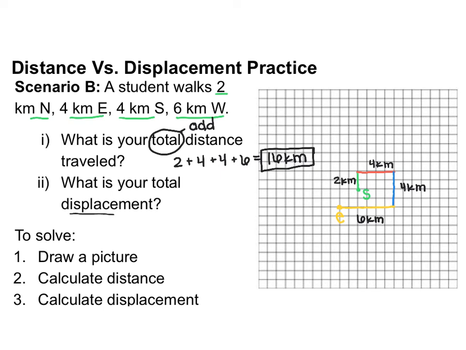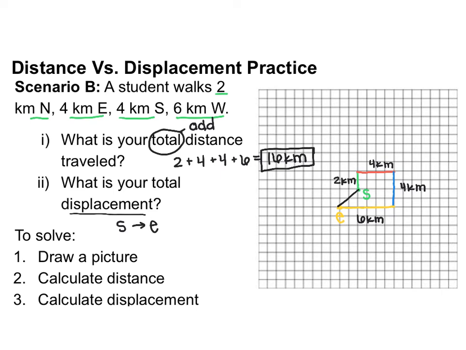Next, we're doing displacement, and displacement is start to end. So I'm going to go on my drawing, and I'm going to put a dot on the start, and I'm going to connect it in a straight line to my end. And what I see is this is not horizontal or vertical. This is diagonal. So this is going to be a little bit different.